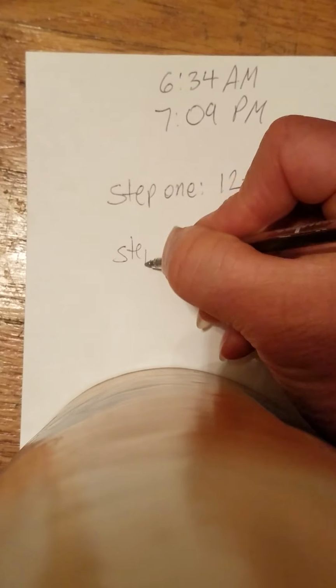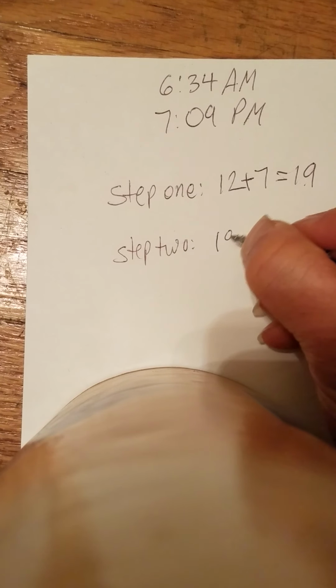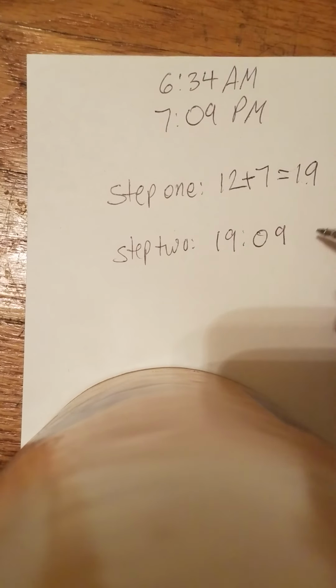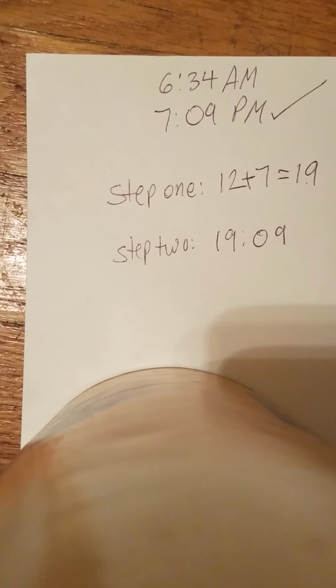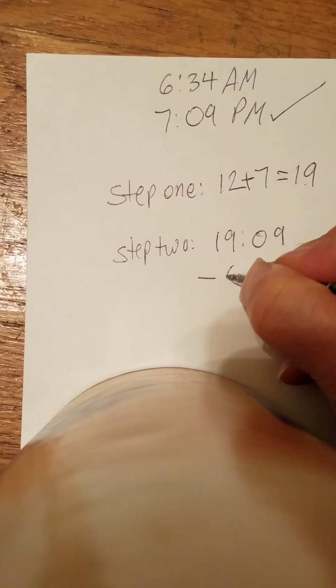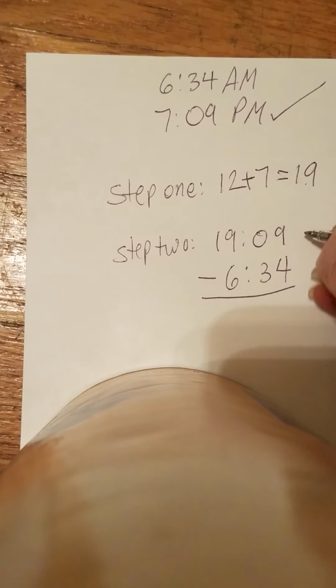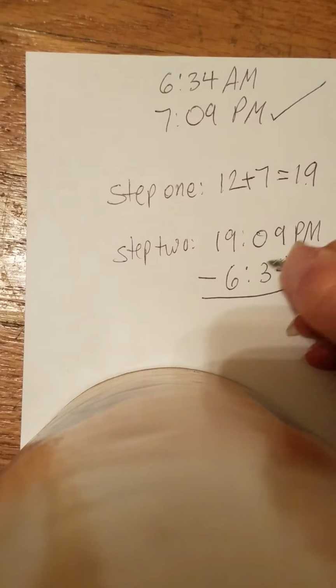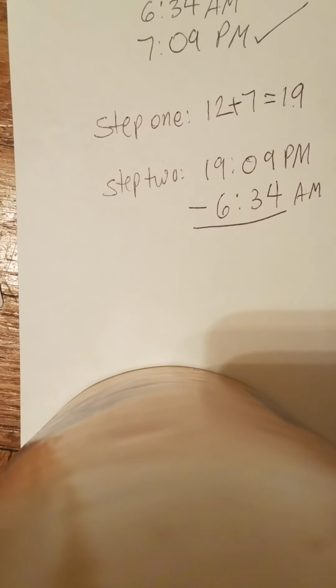All right, and then step 2, we rewrite 7:09 as 19:09. Okay, that's easy. We've got the sunset. Now we start with the sunset, we end with the sunrise. We actually go a little backwards, almost like a time portal. Okay, so 19:09 p.m., 6:34 a.m. All right, so again, let's solve.